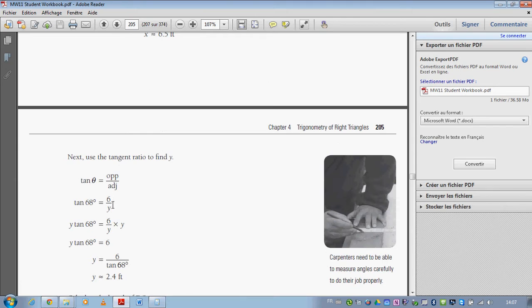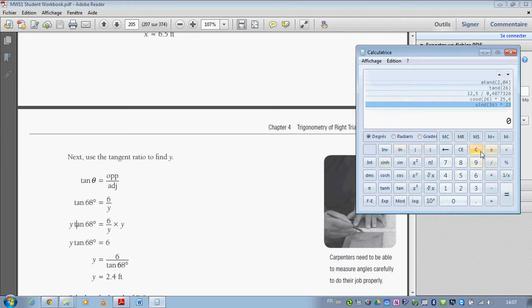I do have to isolate for y. Because this is divided by y, I've got to get rid of dividing by y and bring it up into the numerator. The way you do that is by multiplying both sides by y, as they did here. Now, all that's left to do is get rid of tangent of 68, because this is y times tangent of 68. The way you get rid of tangent 68 is by dividing by tangent of 68. So you divide both sides by tangent of 68, and this is your manipulated formula or equation.